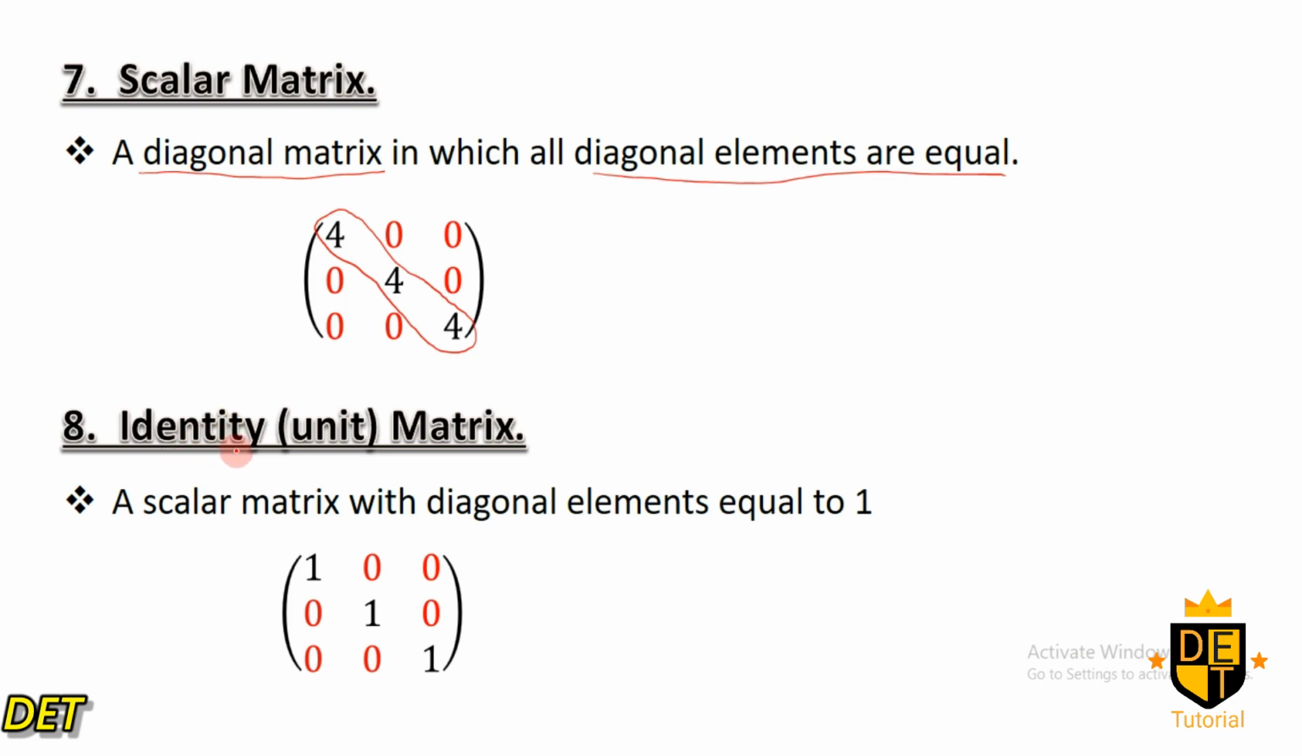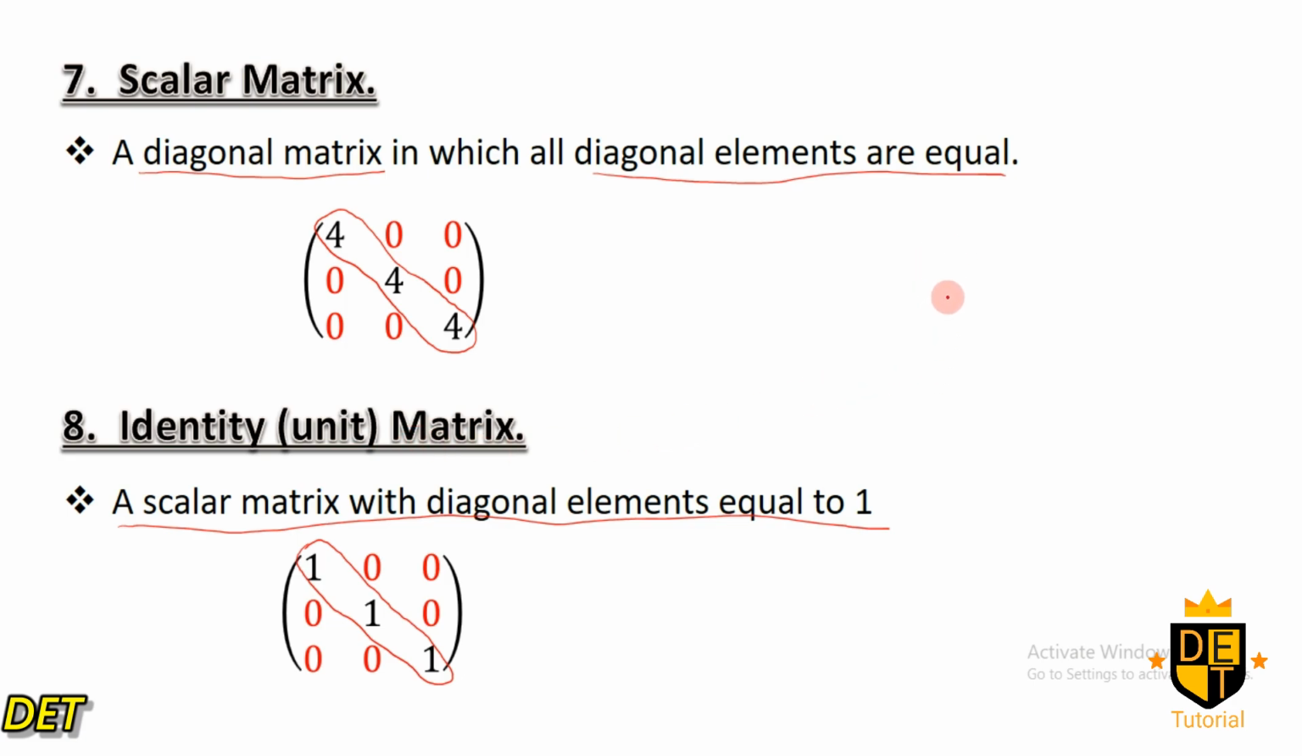Alright, then we have the identity matrix. The identity matrix or unit matrix is a type of scalar matrix in which diagonal elements are equal to 1. So a scalar matrix with diagonal elements equal to what? To 1. So if I ask you what is an identity matrix or unit matrix, it is an example of a scalar matrix with diagonal elements equal to 1. You can see that the diagonal elements are equal to 1. So this is an example of a unit matrix or an identity matrix.